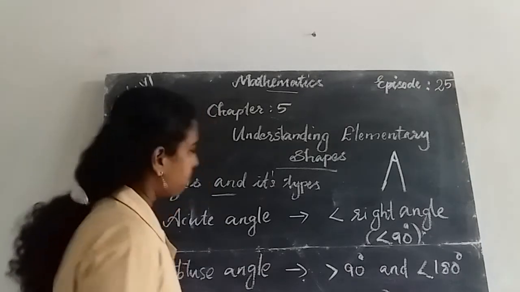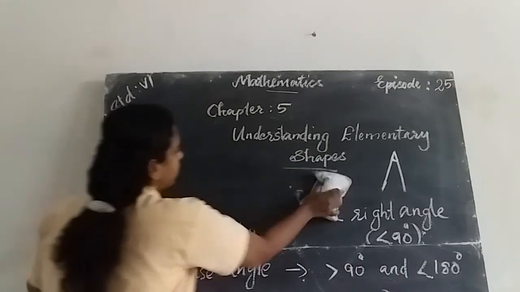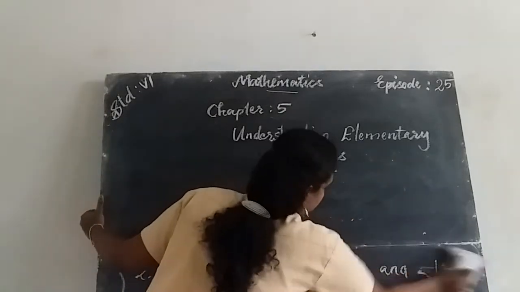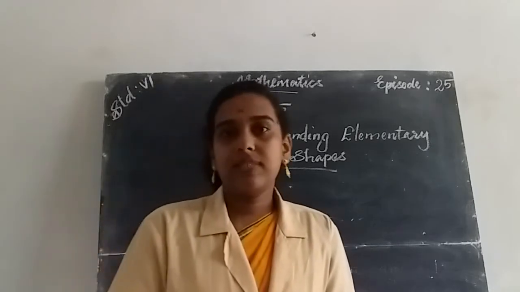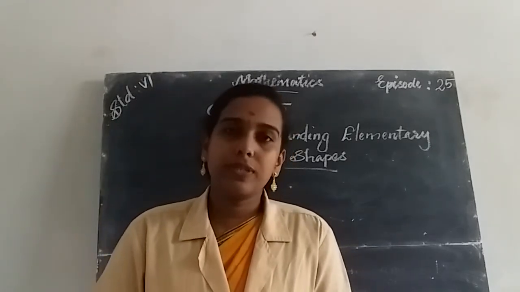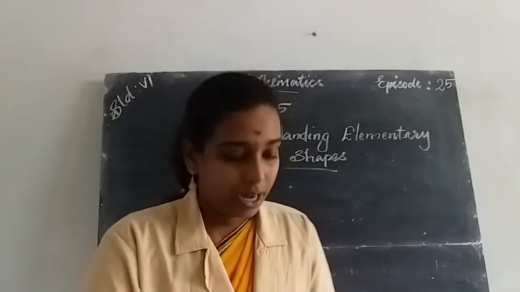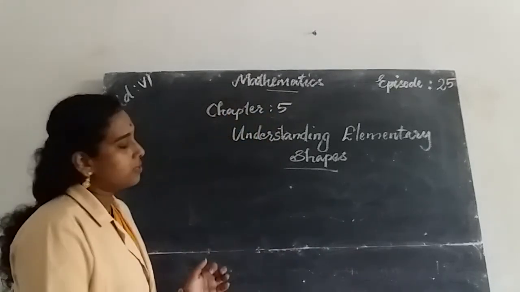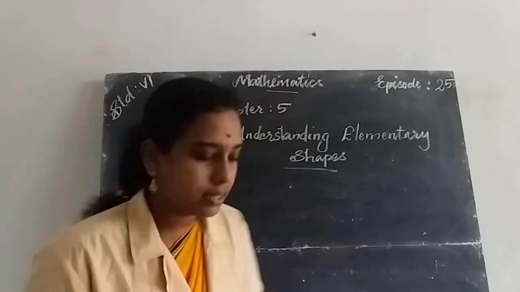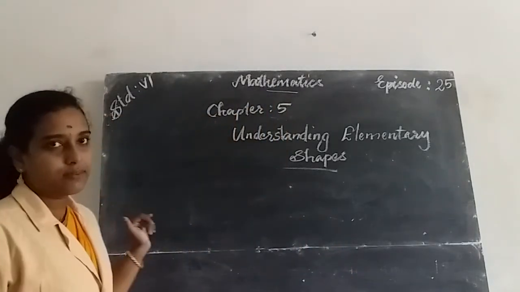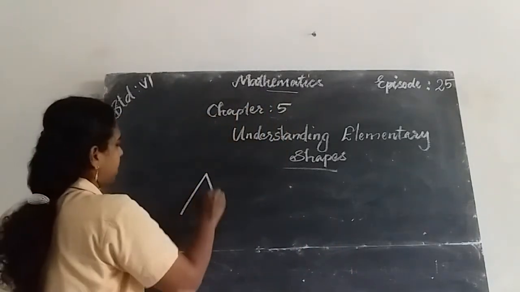Understood? So these are the three types of angles based on the degrees, which are the acute angle, obtuse angle and reflex angle. Then we are going to study about triangles and their types. Triangles have three sides and three vertices. So this is a triangle.